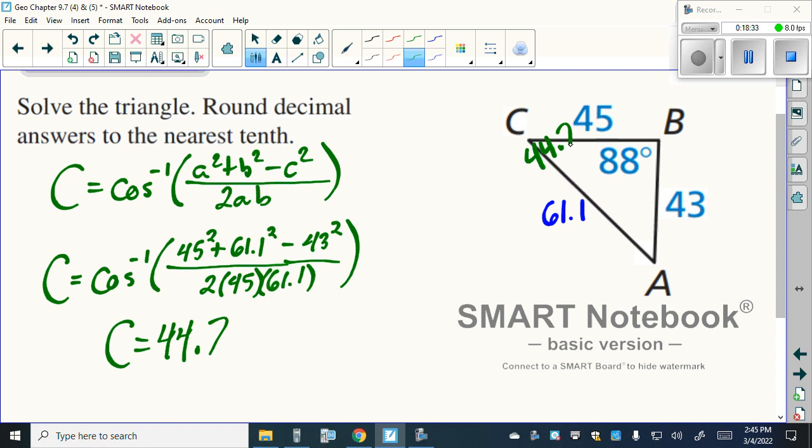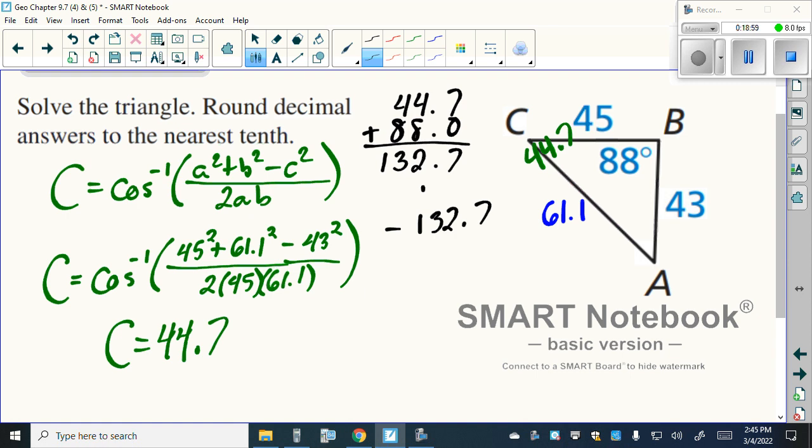Any questions on this here? Well, last but not least, last thing we need to do is find the last angle, and we can find it by adding the two angles we know together and then subtracting it from 180. So 44.7 plus 88.2 is 132.9. And if we subtract 132.9 from 180, exactly 47.1, which gives us a 47.3. And that's it. That's all we have to do for this here.